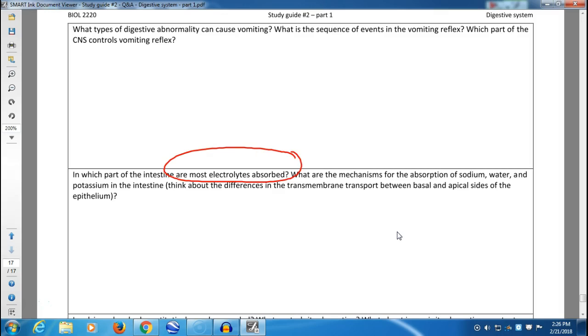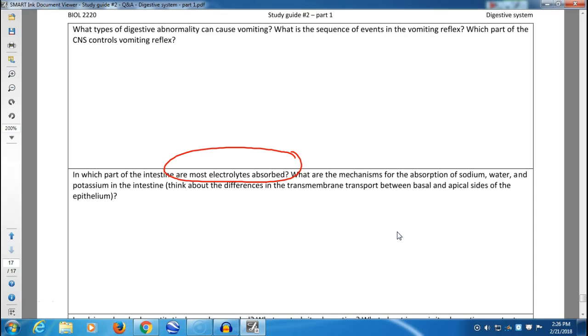Water and electrolytes are absorbed mostly in the duodenum. Okay? There is absorption in the large intestine, but that's residual. Here's what I want you to know about the absorption of electrolytes. Number one, sodium. How is it absorbed? Active transport at the basal side, diffusion at the apical. How is water absorbed? Osmosis, it follows sodium.